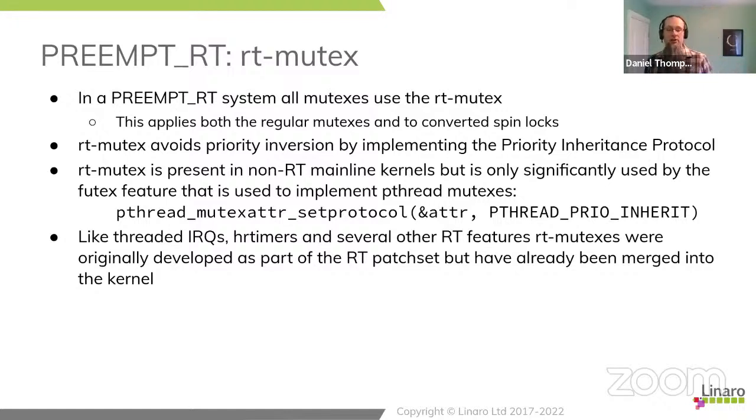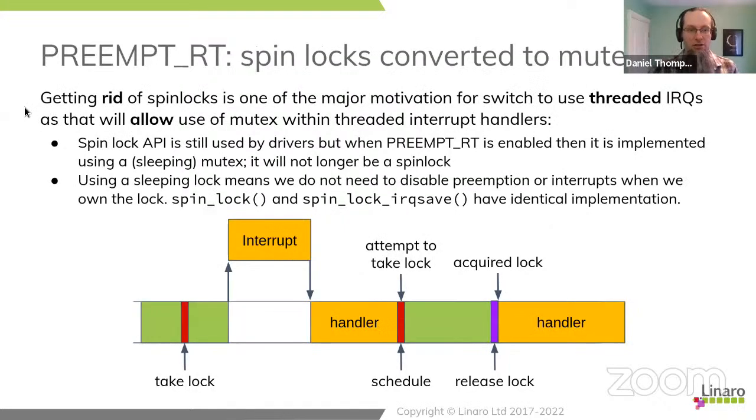And on that spin lock API, as we hinted at on the last slide, but I didn't say specifically, spinlock and spinlock IRQ save have an identical implementation. Because we no longer need to lock interrupts, as we're relying on a sleeping lock, spinlock and spinlock IRQ save are both boiling down under the covers to RT mutex lock instead.